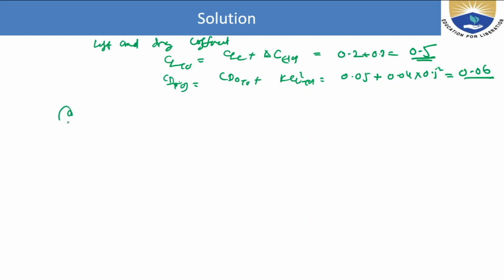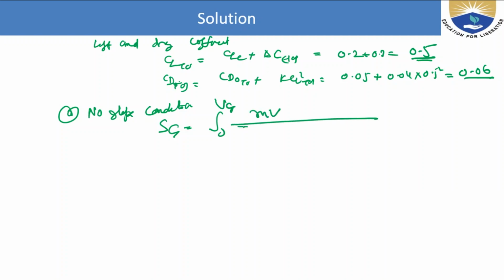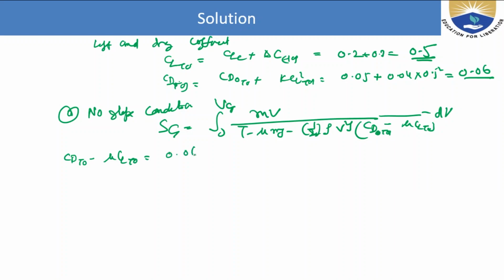Now, the no slope condition. This Sg is equal to the integral from 0 to Vg of m V dV over T minus mu mg minus half rho V square S (CD takeoff minus mu CL takeoff). So we have to find CD takeoff minus mu CL takeoff, and we get 0.06 minus 0.04 into 0.5. You would get 0.04.